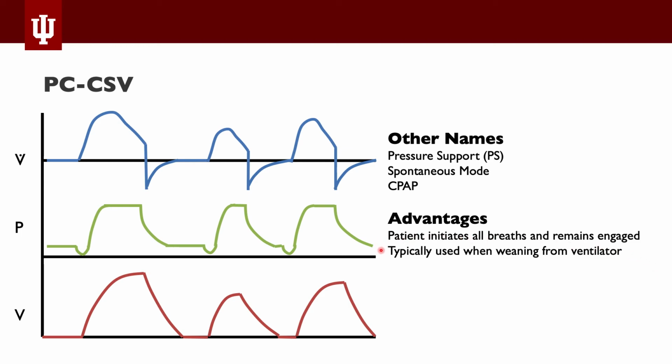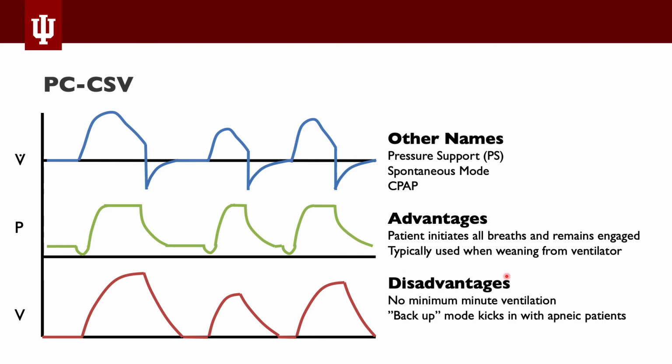So let's say that whatever reason the patient needed to be intubated in the first place, that's resolved, so we're trying to give them a dry run of breathing on their own, and so we'll use this as a weaning mode. The disadvantage is, of course, there's no minimum minute ventilation. And if the patient becomes apneic, a backup mode usually kicks in.